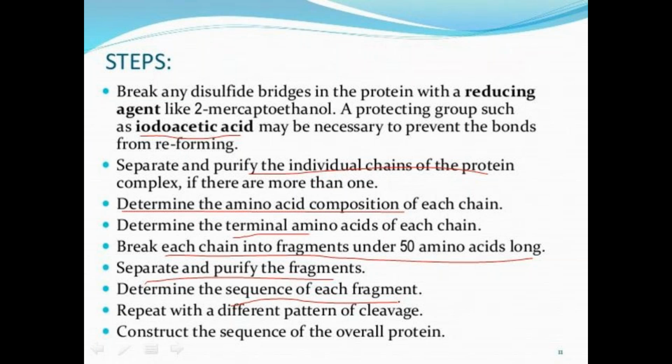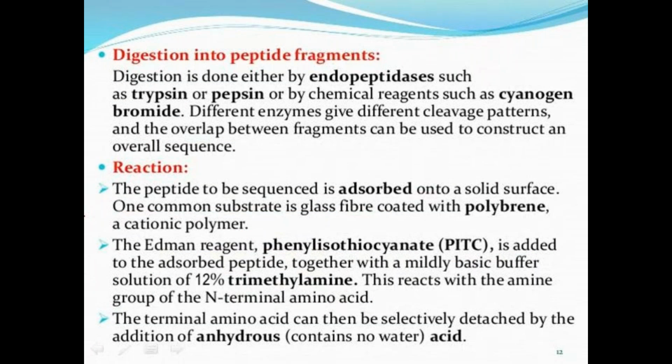That means first a certain length of the polypeptide chain is to be taken and broken into chains, and then the single chain's amino acid composition has to be determined. Next, we first have to determine the terminal amino acid composition. Then the chain is to be fragmented into 50 amino acids long, and then separation and purification of fragments is to be done. Then you have to determine the sequence of that particular fragment. These are the steps. And what is the method mainly involved here?